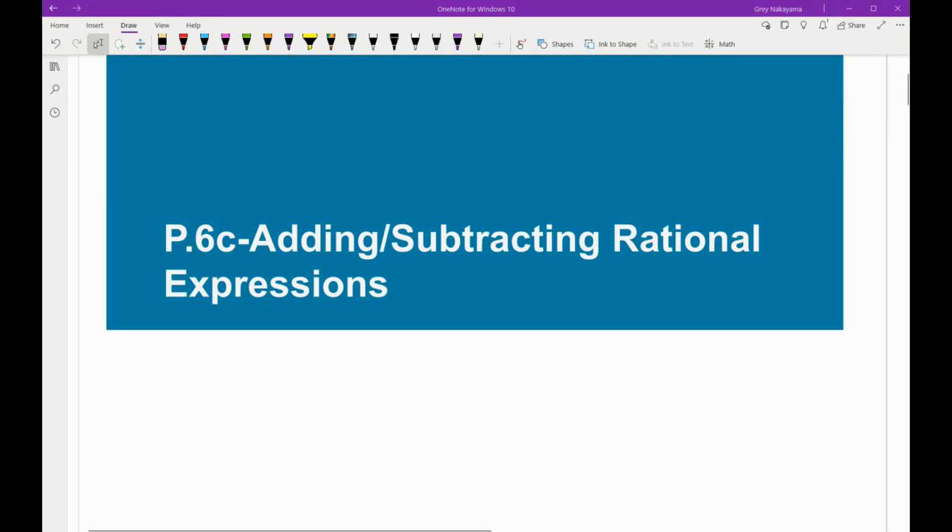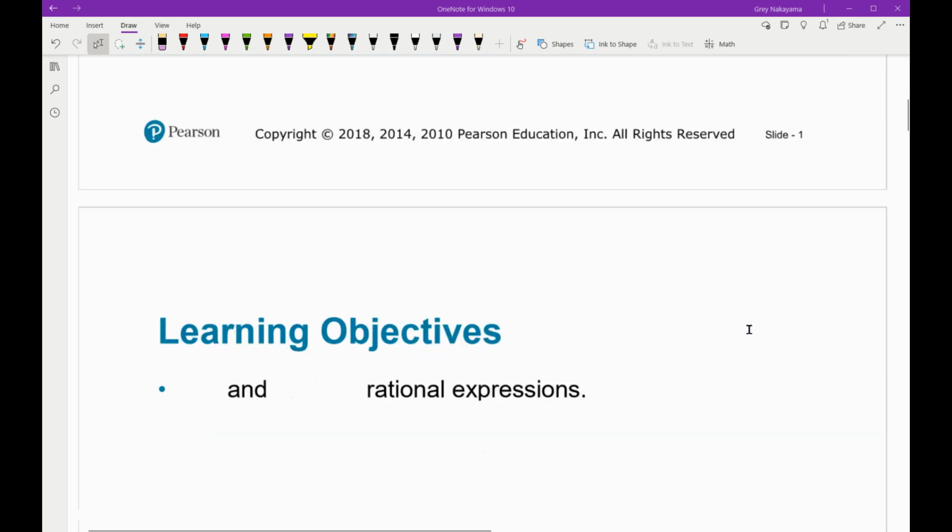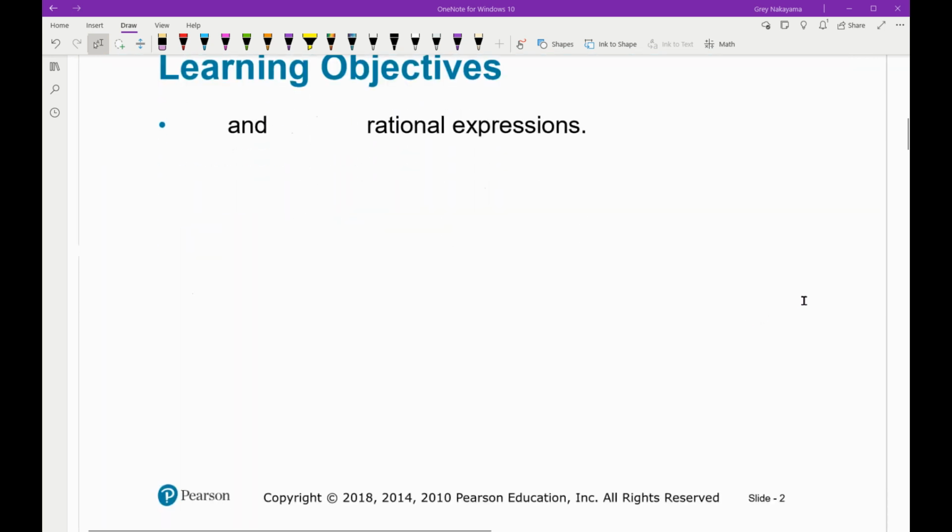Hello there. Today's lesson is P.6c, adding and subtracting rational expressions, and that's all we're going to do. We are going to add and subtract rational expressions. Remember, a rational expression is just a fancy way of talking about fractions. They're just going to have variables in them, but I wanted to refresh your memory.